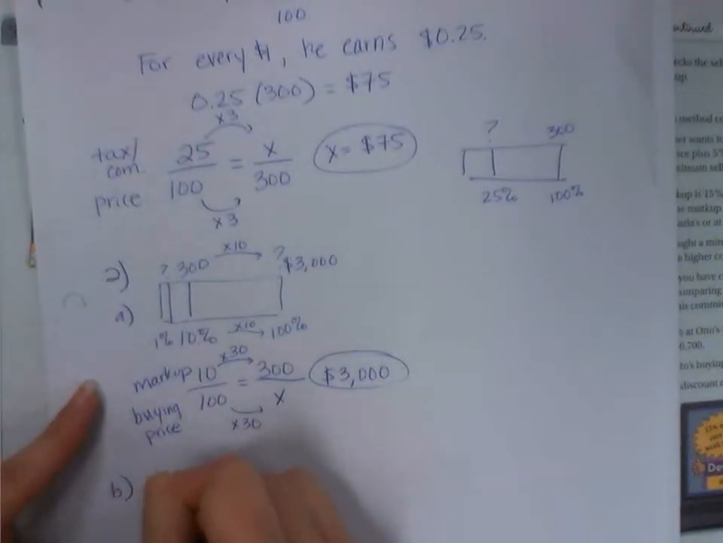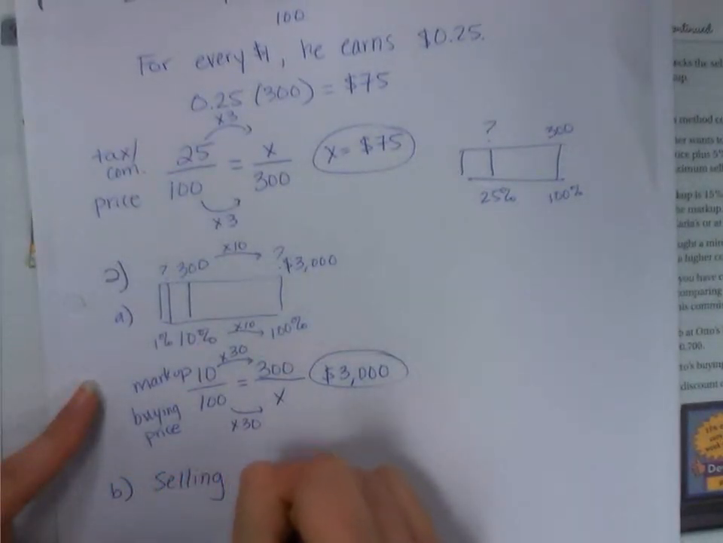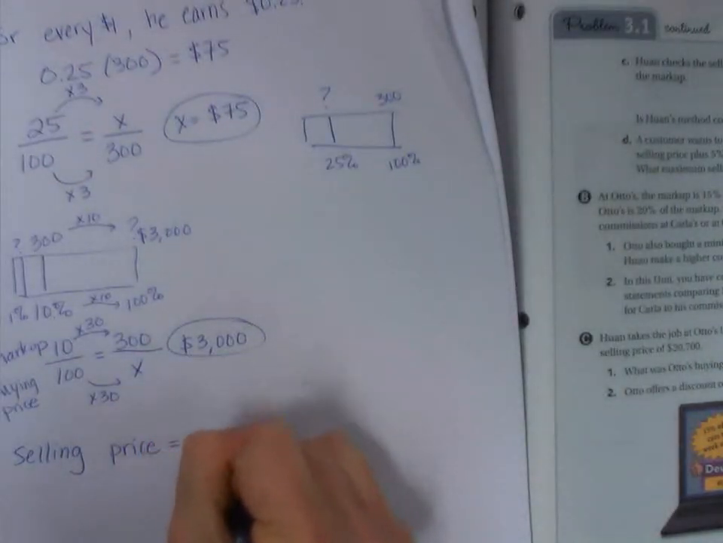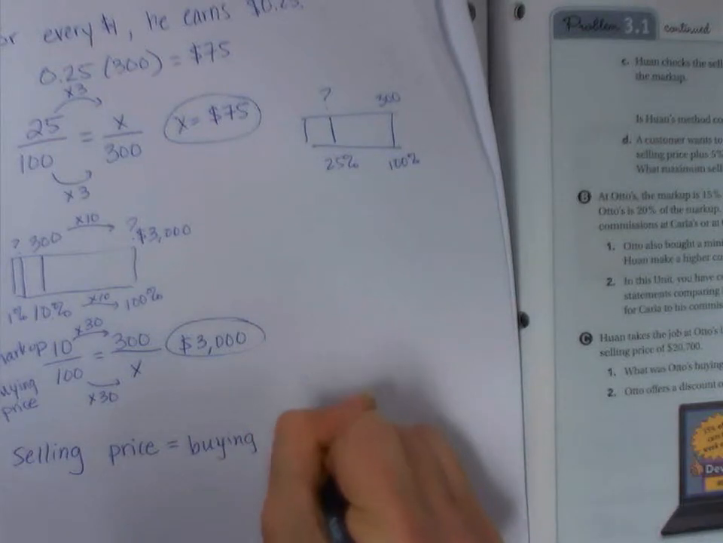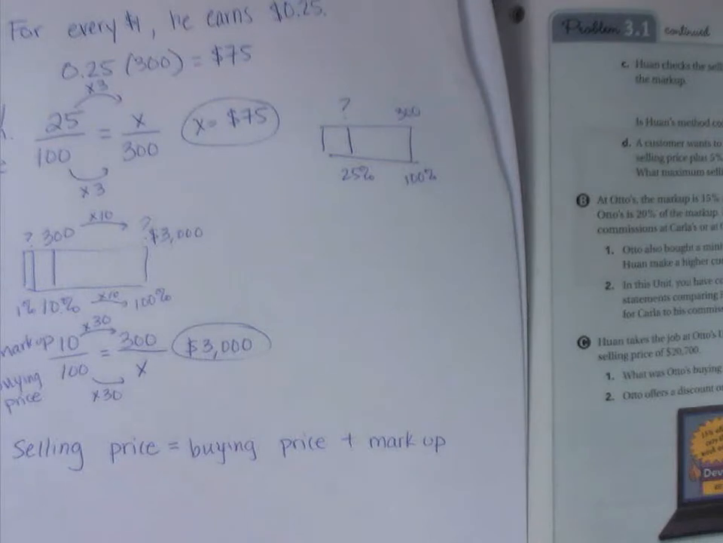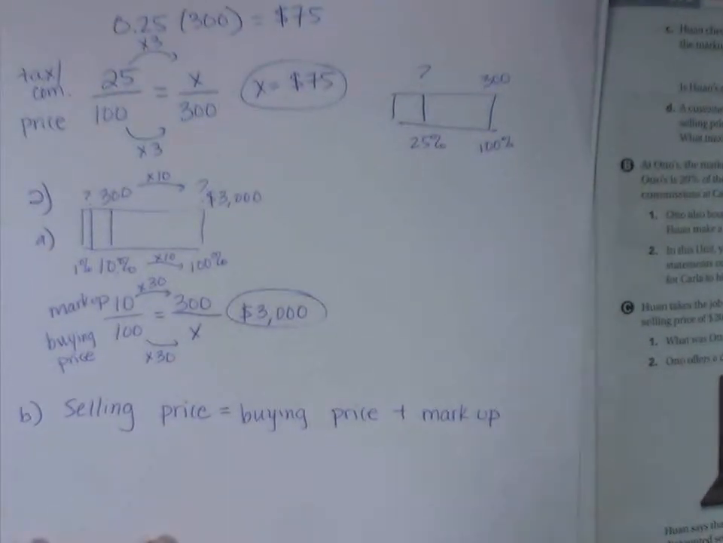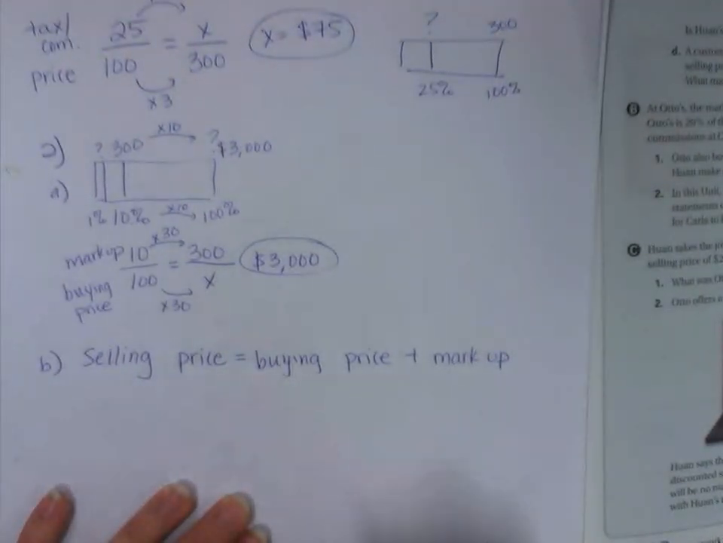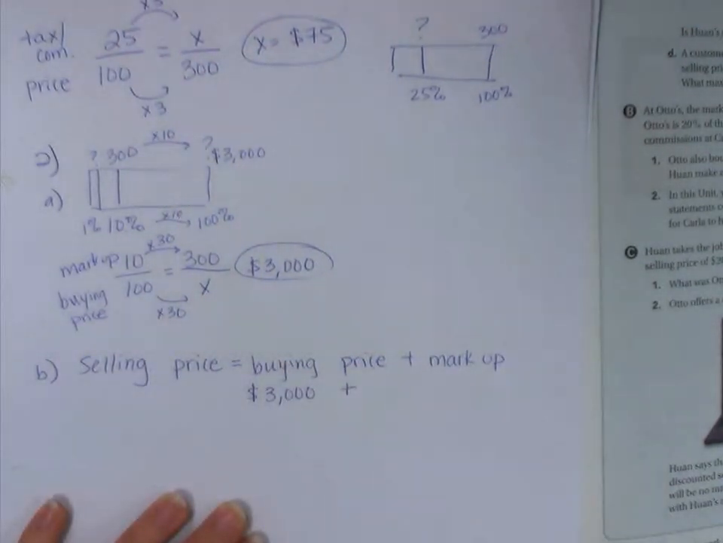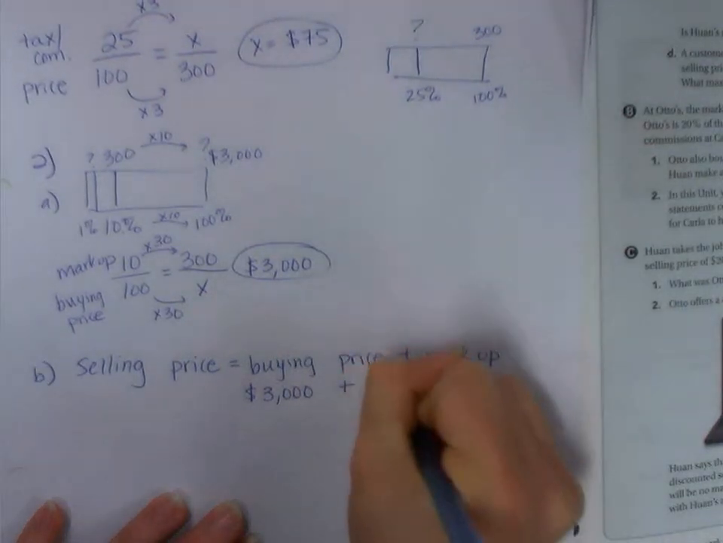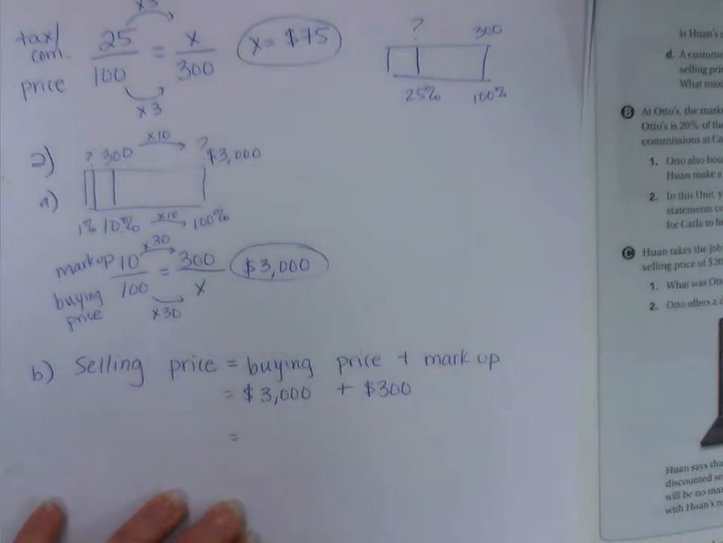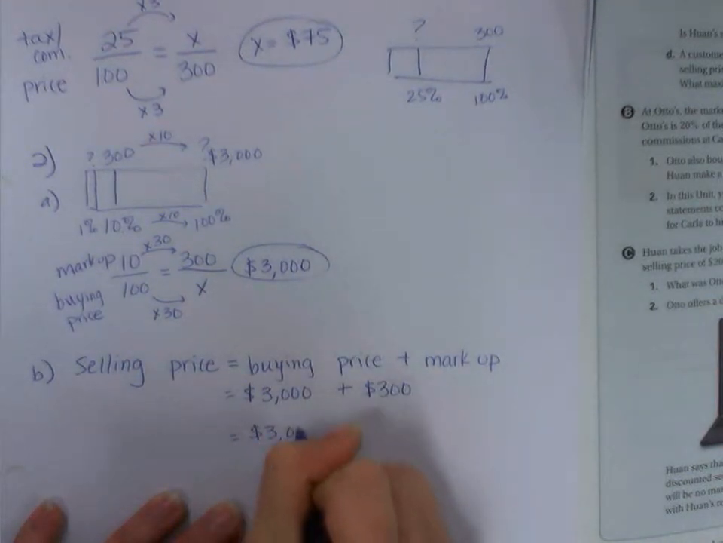So the selling price is the same as the buying price plus the markup on the car. Her buying price was $3,000, and she marks it up 10%, or they told us $300. So she's going to try to sell her car for $3,300.